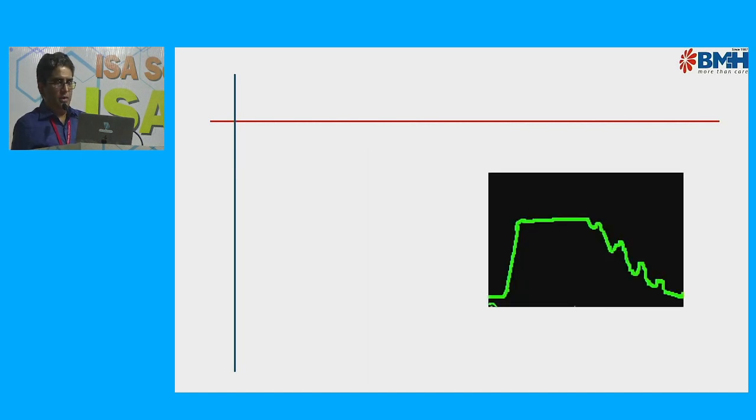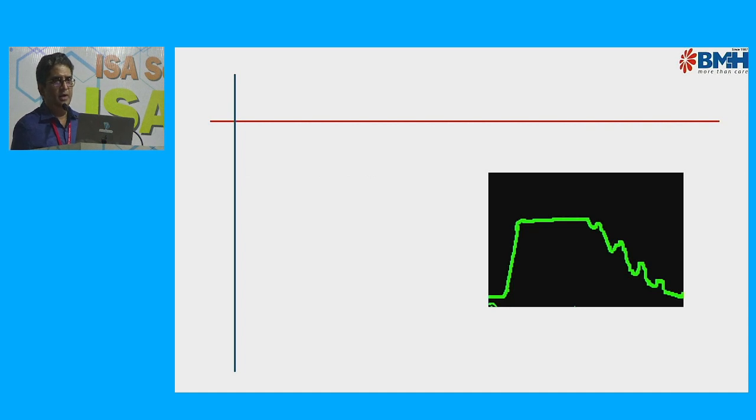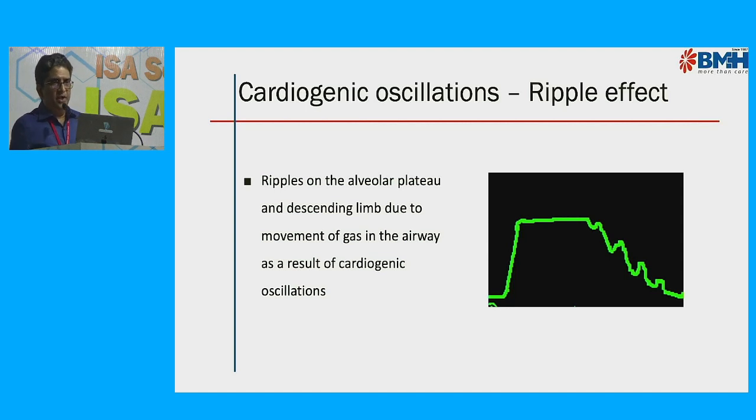Now, can you comment about this? This shows the cardiac oscillation or the ripple effect. Very good. At the end of phase 3 and during expiration, multiple small humps will be seen in the expiratory phase. Most commonly seen in pediatric patients due to the oscillation of the heart against the lungs. Okay, very good. It's known as the ripple effect.